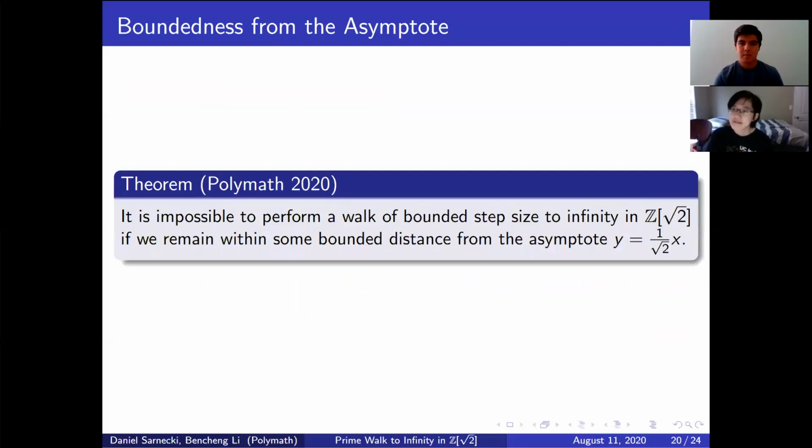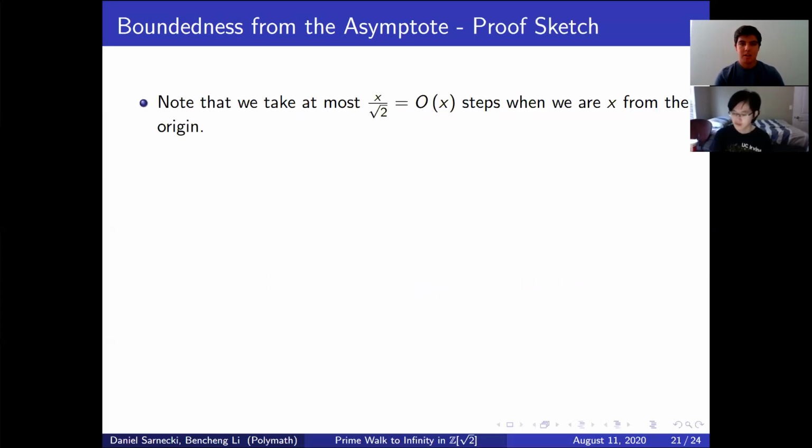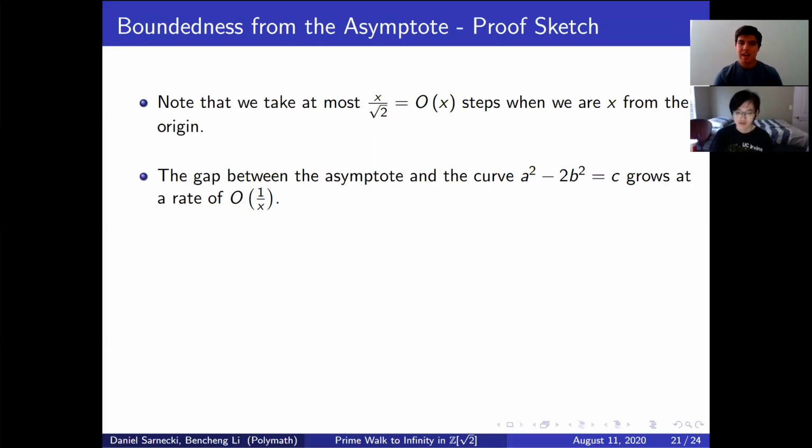Okay, and our next theorem is that it's impossible to perform a walk of bounded step size to infinity in Z[√2] if we remain some bounded distance from the asymptote that we talked about. So here's a proof sketch of this theorem. Note that we take at most x divided by the square root of 2 steps when we are x from the origin. We know this because a walk of step size square root of 2 is not possible by Ben's moat calculation. Then the gap between the asymptote and the curve right here grows at a rate on the order of 1 divided by x.